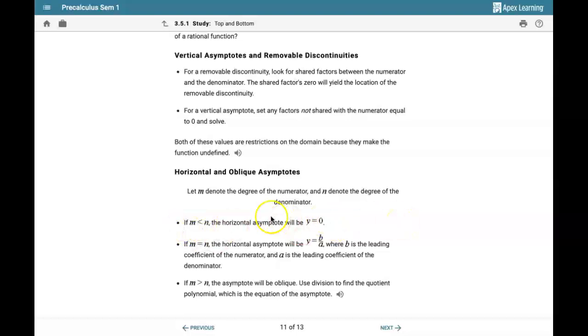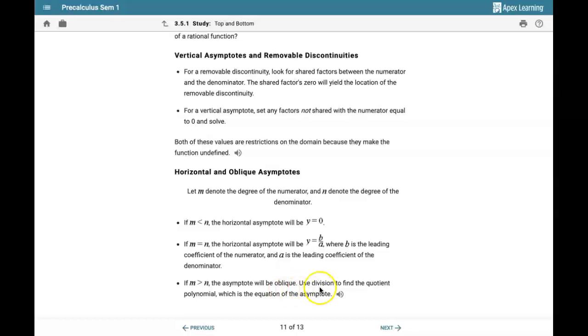If they're the same, so if I've got x squared on top and x squared on bottom, the horizontal asymptote will be y equals b over a, where b is the coefficient on top and a is the coefficient on bottom. We'll do a couple examples with this one. And lastly, if m is greater than n, so if we've got cubed on top and squared on bottom, then the asymptote is going to be oblique.